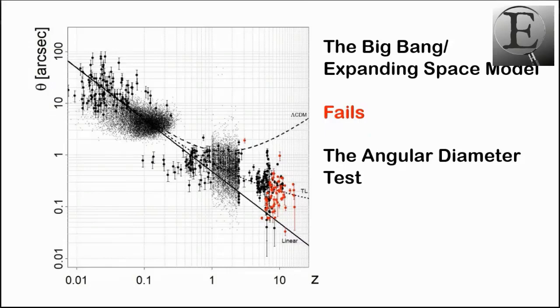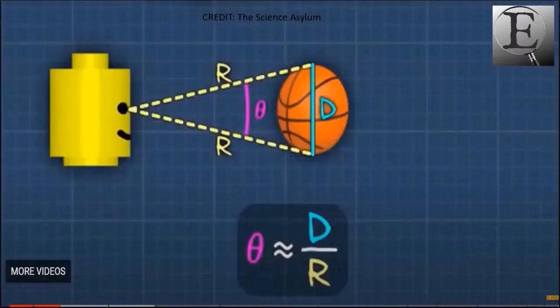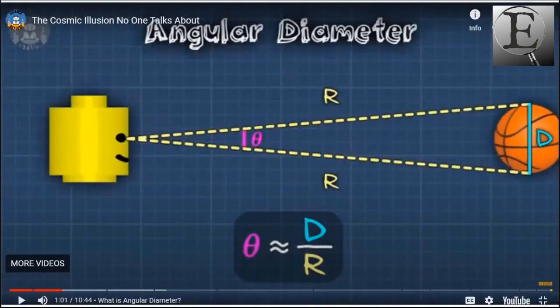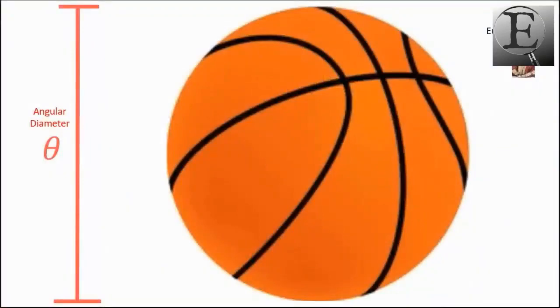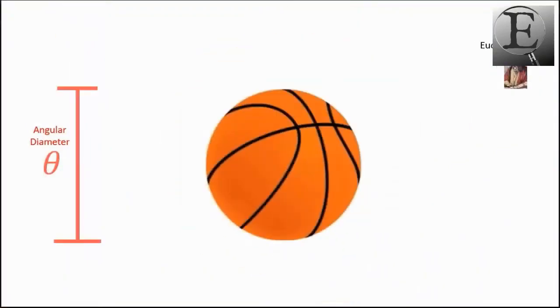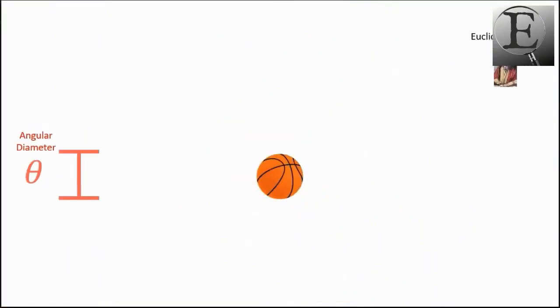The Big Bang expanding space model fails the angular diameter test. Angular diameter is a measure of the apparent visual size. So the farther the basketball is from the observer, the smaller it will appear, and thus have a smaller angular diameter as represented by the pink theta symbol. But the basketball's physical size doesn't change, only its apparent size as reflected by the angular diameter. So as a basketball in Euclidean space is moved further and further from us, its angular diameter shrinks.